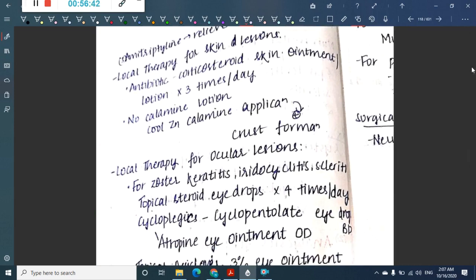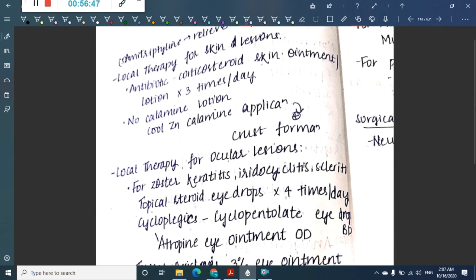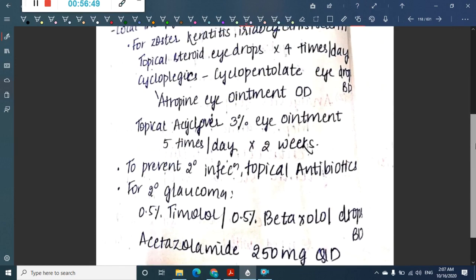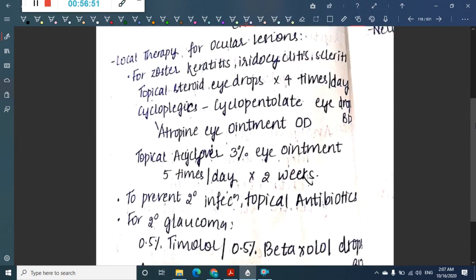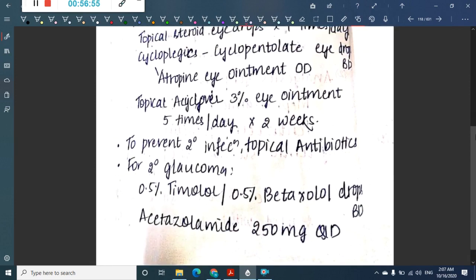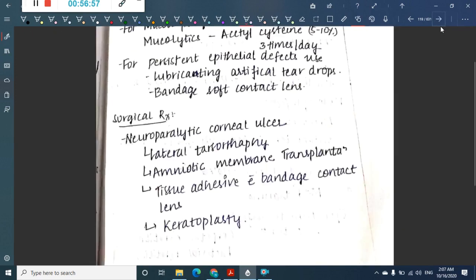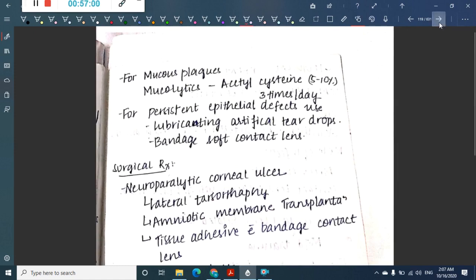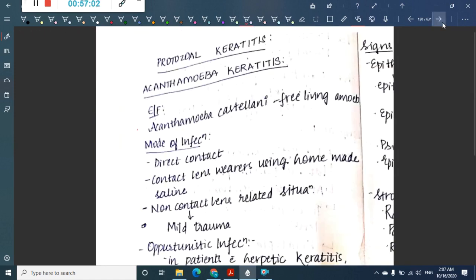Then you can do local therapy for skin lesions, like antibiotic therapy, or you can give local therapy for ocular lesions. Okay, so all these can be given. See, all these are not necessary. Remember that for herpes zoster we use acyclovir, that's it.